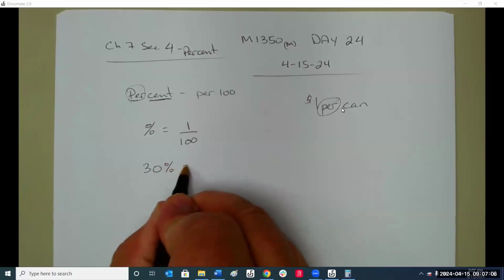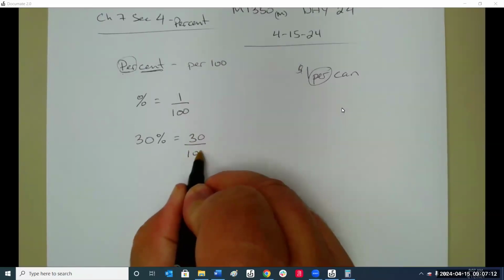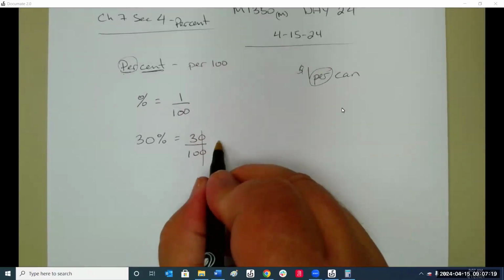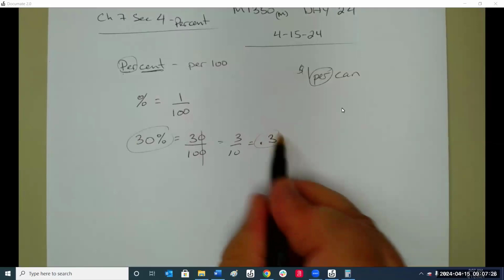So 30% is the same as 30/100. So the zeros cancel. 3 divided by 10 is 0.3, which is what 30% is. It's 0.3.